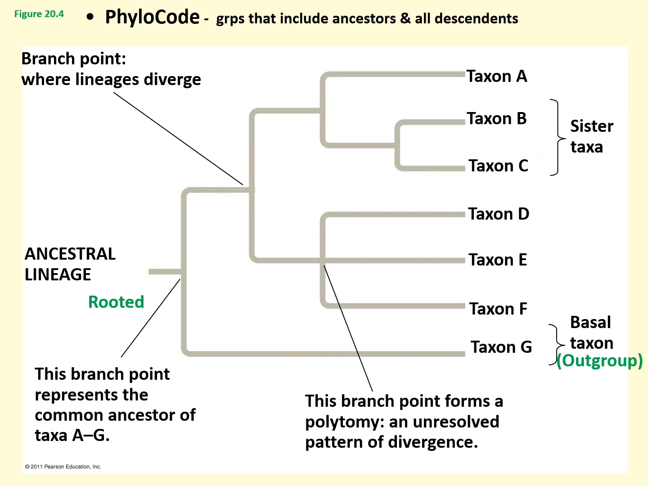Now, if we want to include A on there, then we have to include this branch point right over here. Notice that taxon G right here is all by itself. So here's this branch point. These guys are all grouped together, but G's out here all by itself. This is going to be our outgroup. This is the basal taxon.